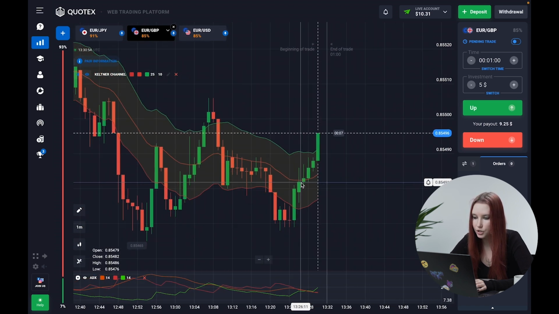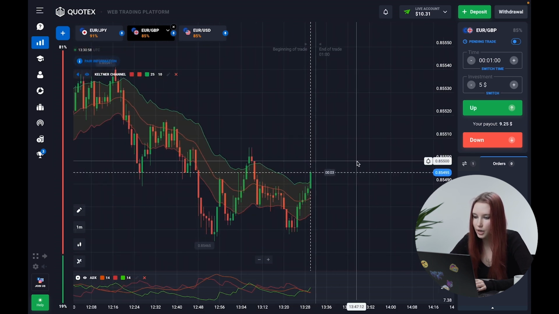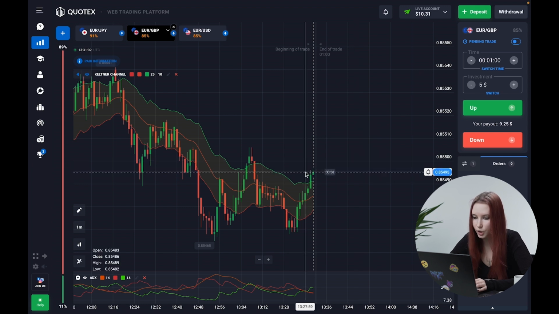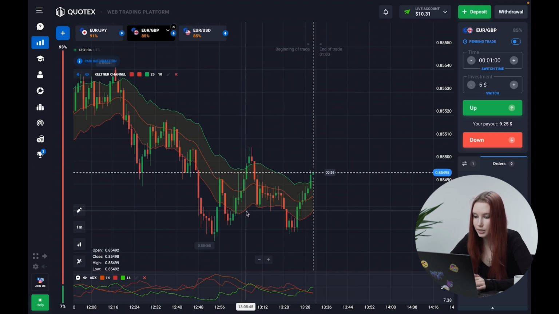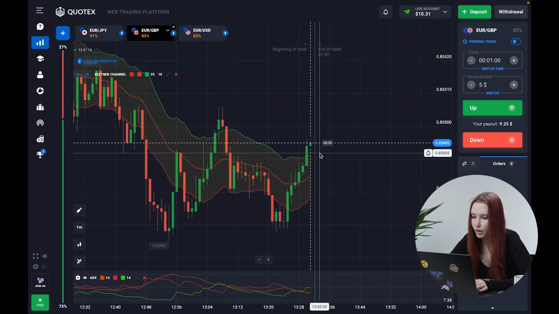What about the strategy that we'll be using today? It's all around the Keltner channel and the ADX indicator. Many traders tell me that you don't trade with the ADX indicator. My question is why? Why exactly? Because this is a perfect indicator, I guess.